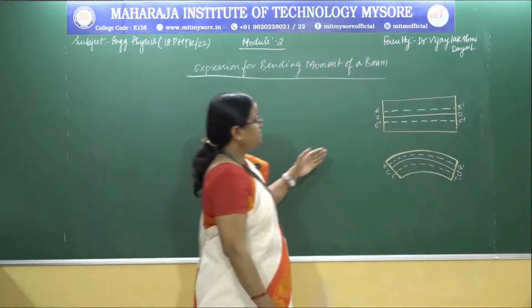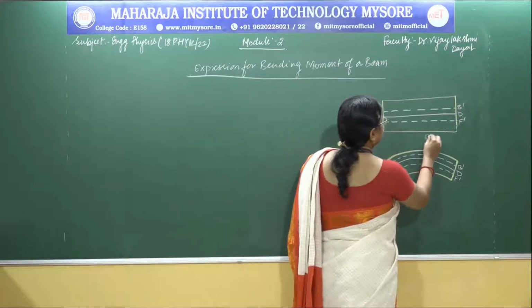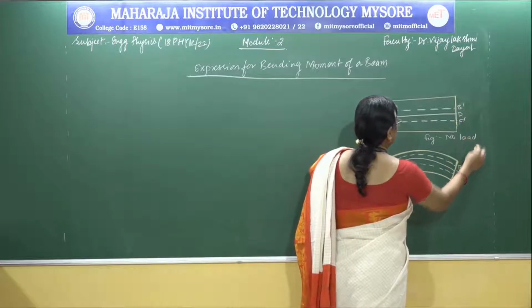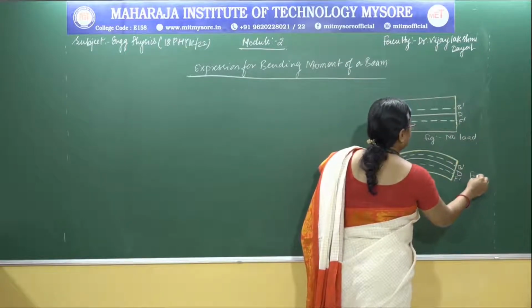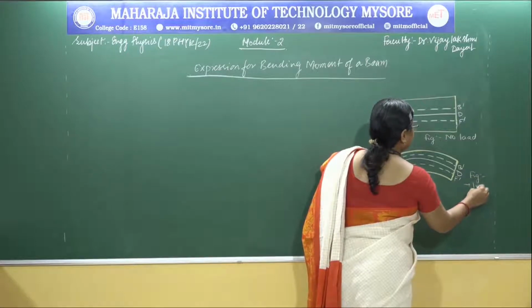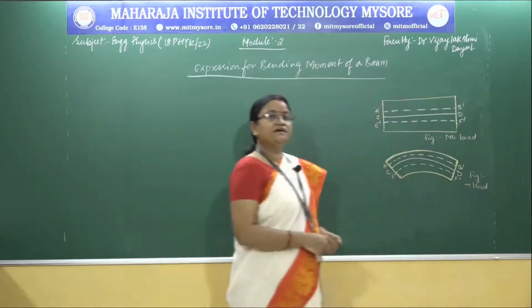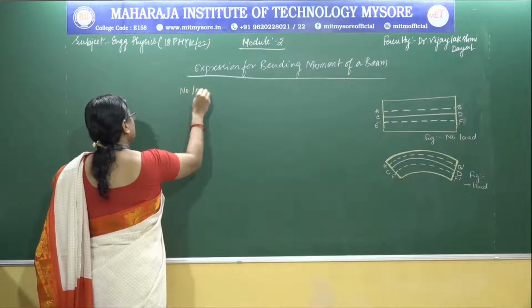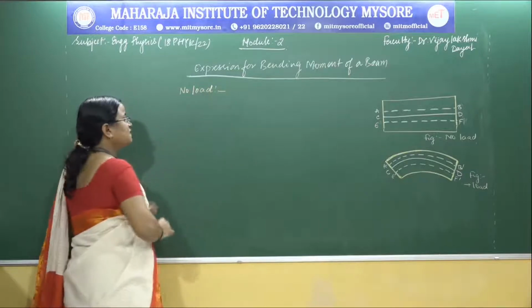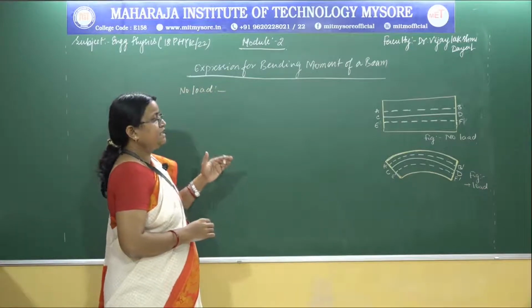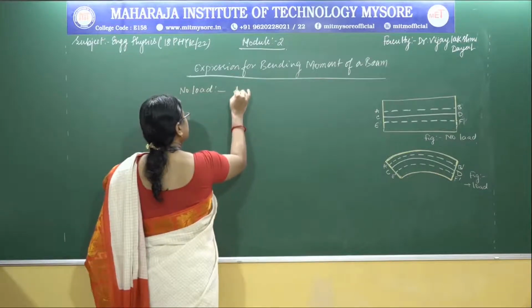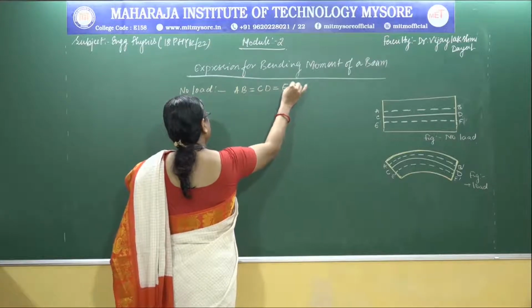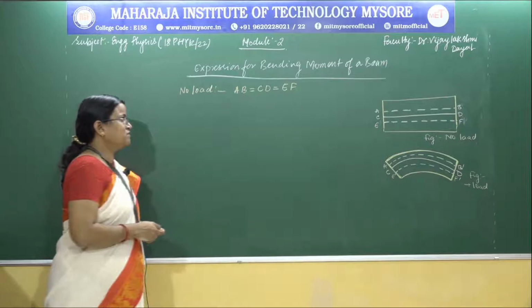As usual, I have explained, this figure is the no load condition, meaning when the load is not applied, and the other figure is the case when the load is applied and the beam undergoes bending. In the case of no load, if you consider the filaments AB, CD and EF, the lengths of these filaments will be equal. AB will be equal to CD, and that will be equal to EF.